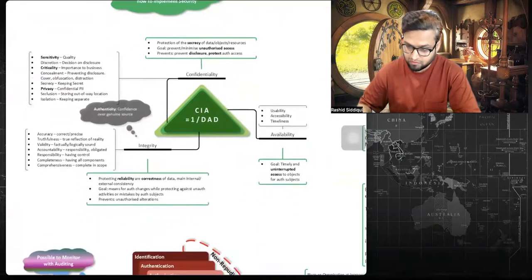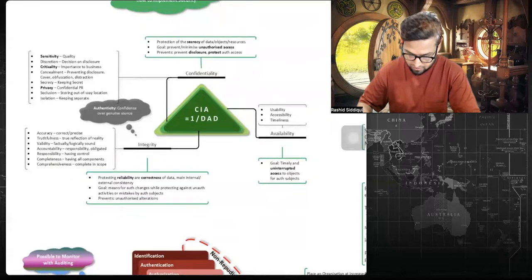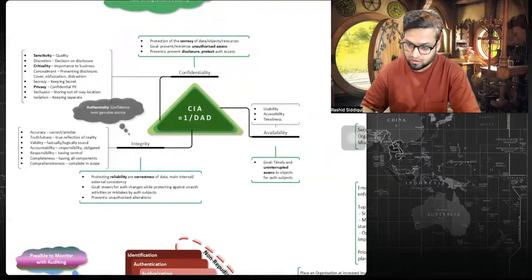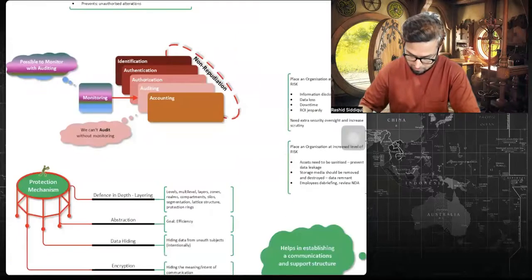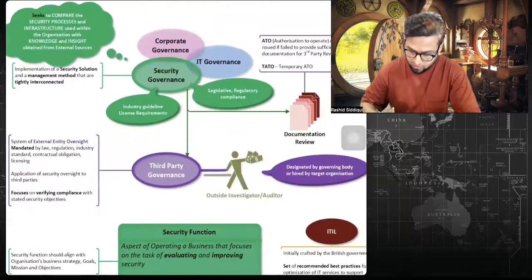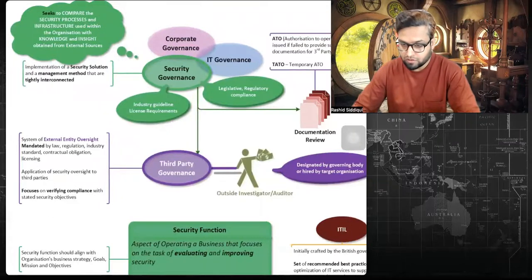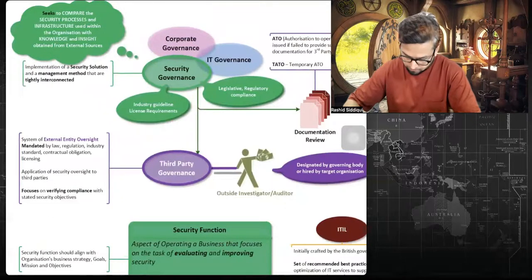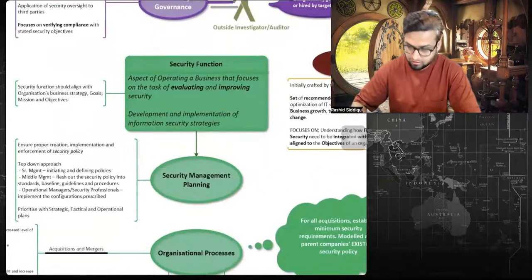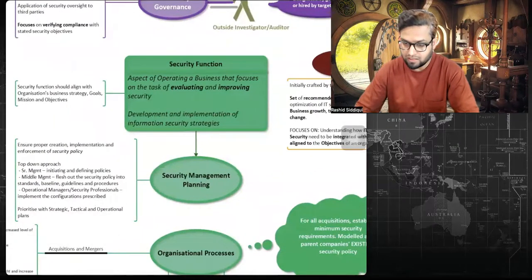We discussed CIA, which is the fundamental key security principle used everywhere. Then we discussed AAA, protection mechanisms, and then we looked into the relationship between security governance, corporate governance, and IT governance. Briefly, we discussed the security function as well, how this whole security governance is executed in an enterprise, what the different types of management layers are, and what the different plans are that we make to execute security strategies in terms of strategic, tactical, and operational plans.